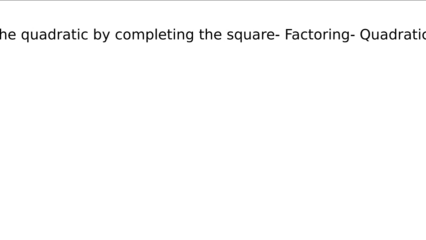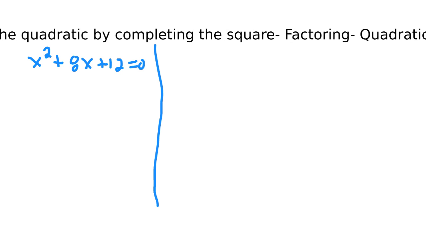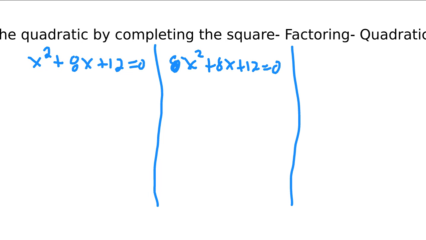So, for example, if I gave you x squared plus 8x plus 12 is equal to 0, I'm going to do that 3 times. X squared plus 8x plus 12 is equal to 0, and x squared plus 8x plus 12 is equal to 0. Okay, so this week we're going to be solving by completing the square, by factoring, and using the quadratic formula. So let's start by factoring.